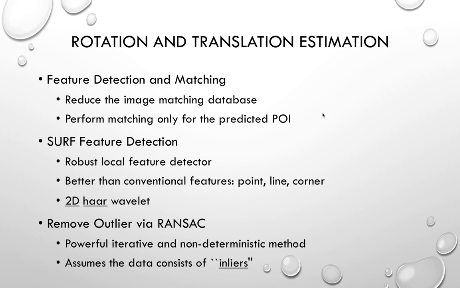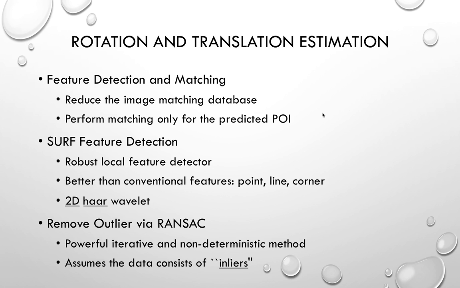Then we utilize the SURF feature detection. SURF is a robust local feature detector. It is better than conventional features like point features, line features, and corner features, and it can achieve multi-resolution accuracy using the wavelet transform. After using correlation-based matching, we achieve the image matching result.